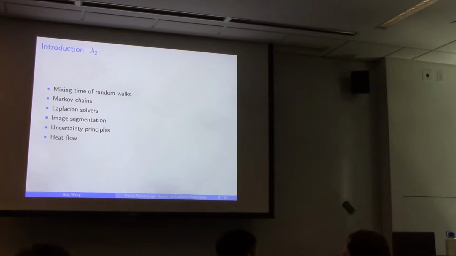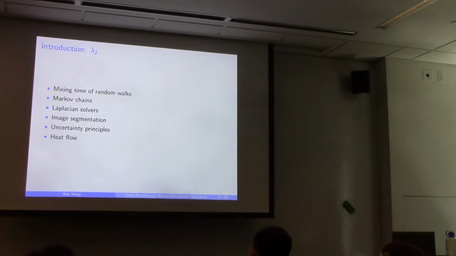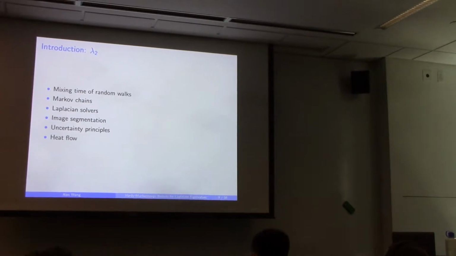Okay, so I want to convince you that lambda 2 is important and that people care about lambda 2. In the computer science literature, lambda 2 comes up in a lot of places. For example, it governs the mixing time of random walks. It's used to analyze Markov chains. For the convergence of Laplacian solvers, often you also get a lambda 2 term. And some of these techniques are also used algorithmically for things such as image segmentation or clustering. In other areas, such as quantum mechanics, it shows up because it's related to the uncertainty principle, and in numerical analysis, it shows up when we try to model heat flow.